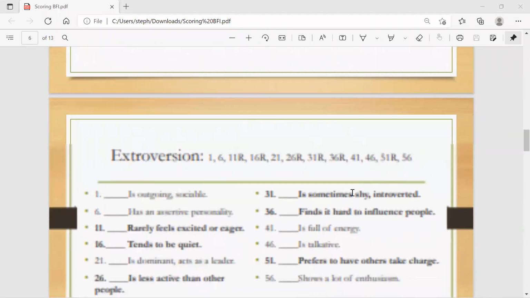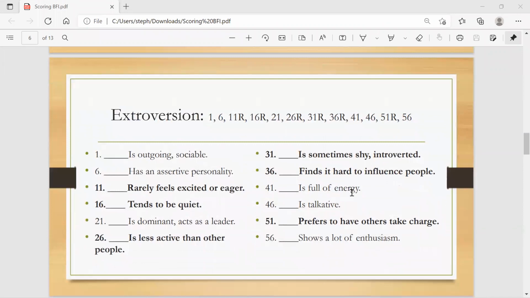Okay, so let's get into the ones that are reverse coded. This is taken directly from the scale. Items 1 and 6 you leave alone, but when you see an R, like next to 11, also bolded, that means you're going to reverse code this. If 1 means strongly disagree, then 5 is going to mean strongly agree. So here, rarely feels excited or eager. If you disagree with this, now you're going to actually put a 5.